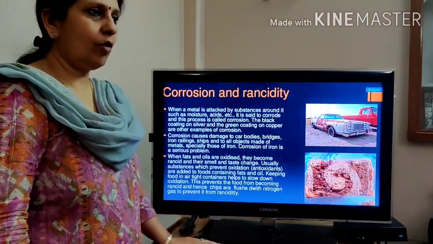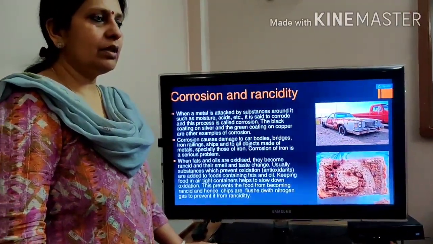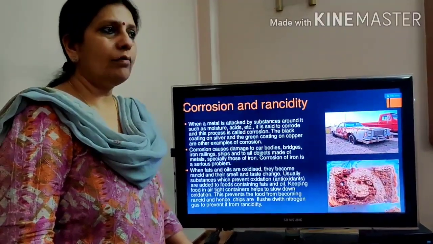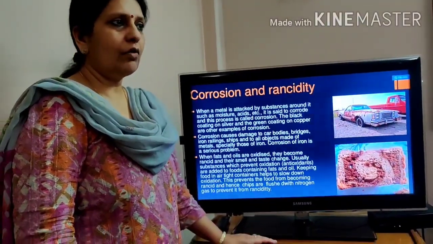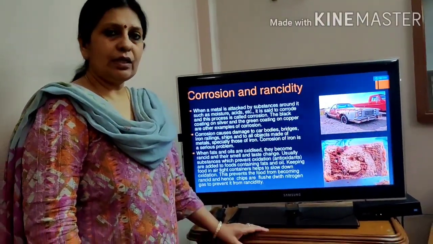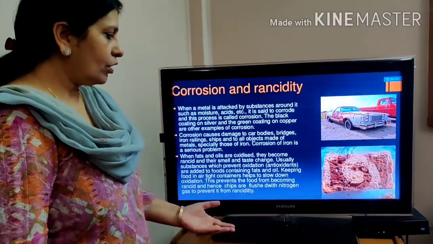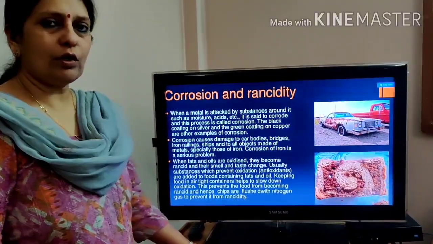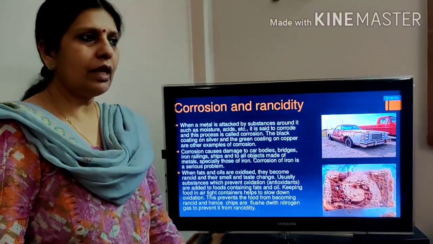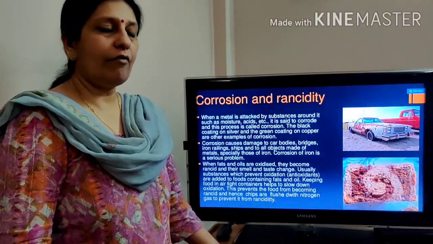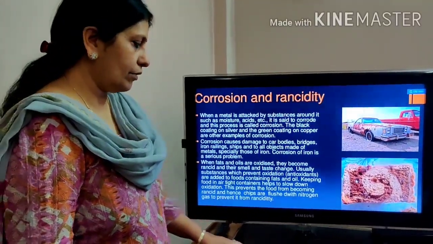Children, you must have observed that eatables, if they are kept for some period of time outside, then their smell changes, some foul smell starts coming out of them, and also their taste changes. This is because of rancidity, and rancidity happens because of oxidation of fats and oils present in the foodstuff.